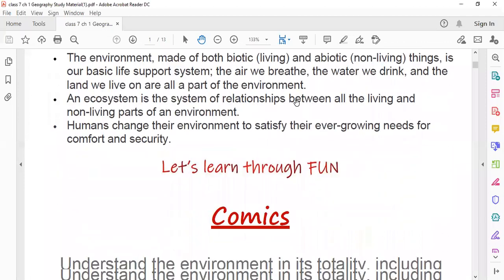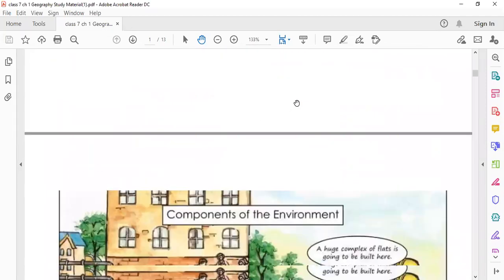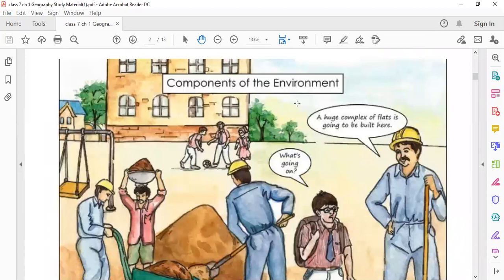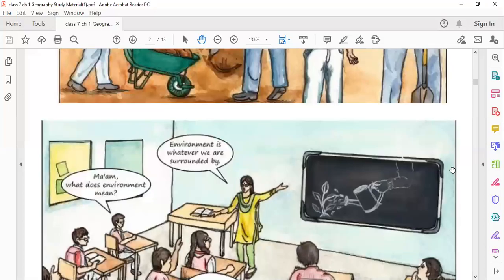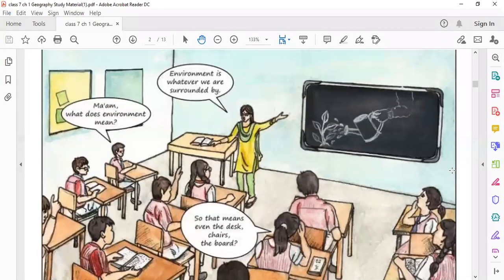Now see, this is a very beautifully designed comic. The components of environment. See, this is a boy who is returning home and has seen some laborers working. So he asks, what's going on? The laborer replies, a huge complex of flats is going to be built here. Now when he reaches the school, his teacher is teaching chapter environment only.